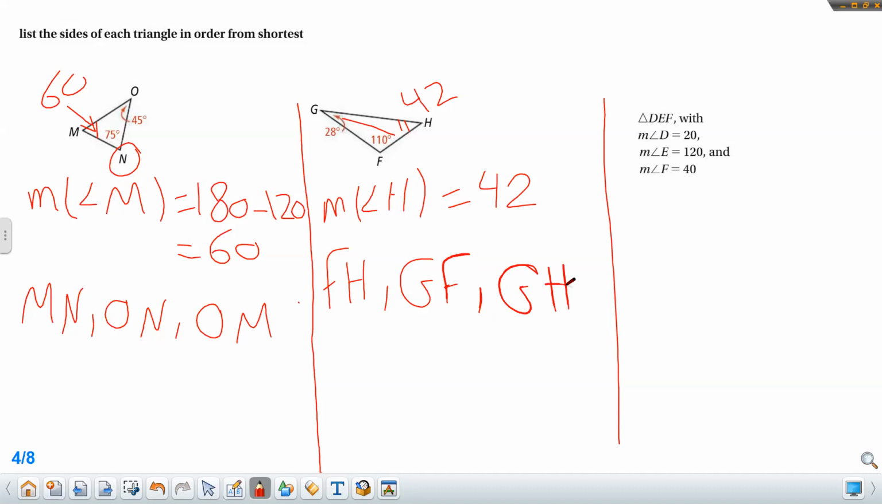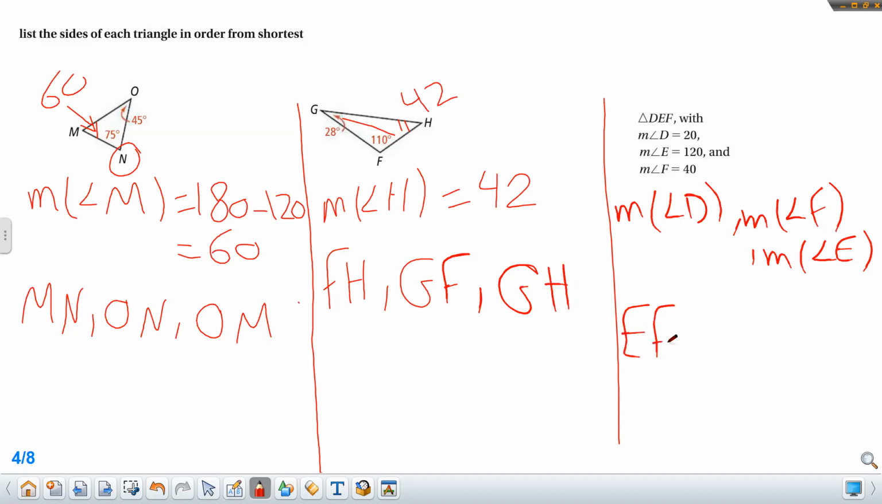Okay, but the last one, you have three angles: 20, 120, 40. Okay, so you must start with measure of angle D, then measure of angle F, then measure of angle E. Okay, then what about the opposite sides? D is opposite to EF, F is opposite to DE, and the last one, E, is opposite to DF.